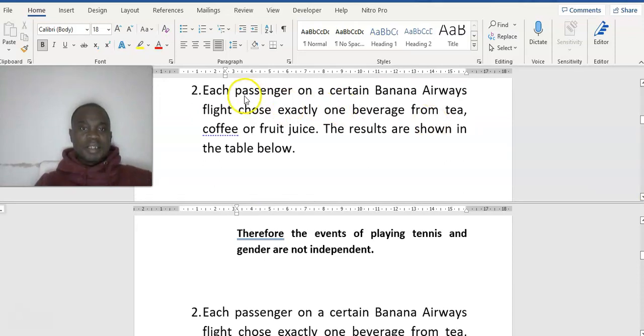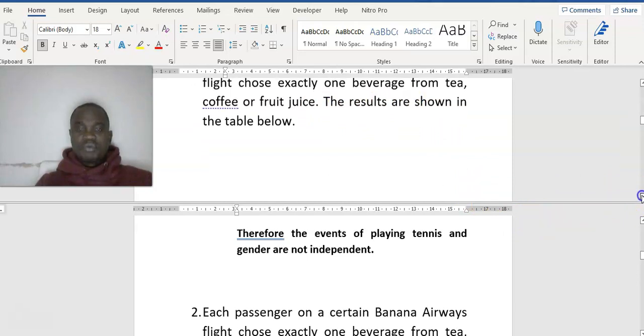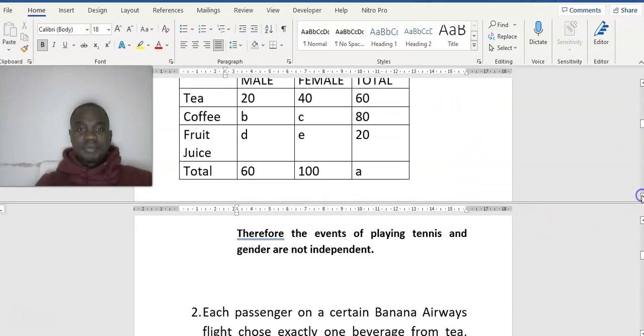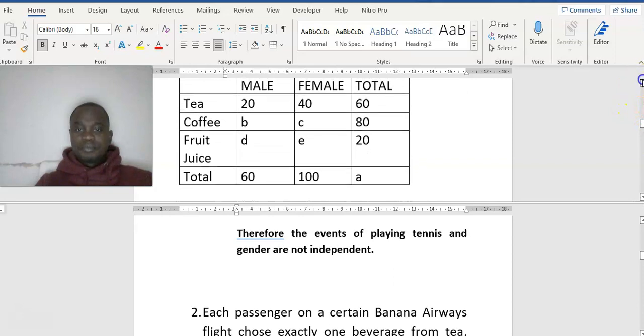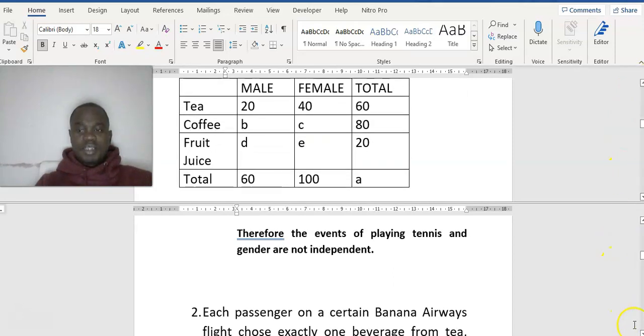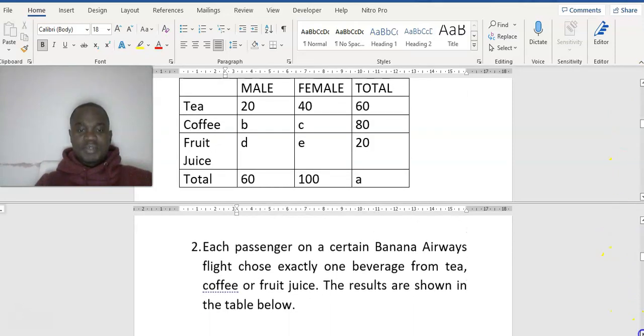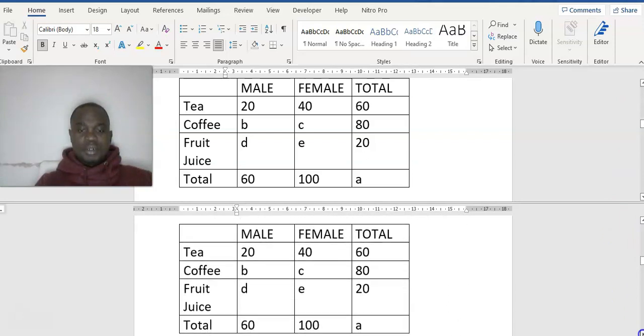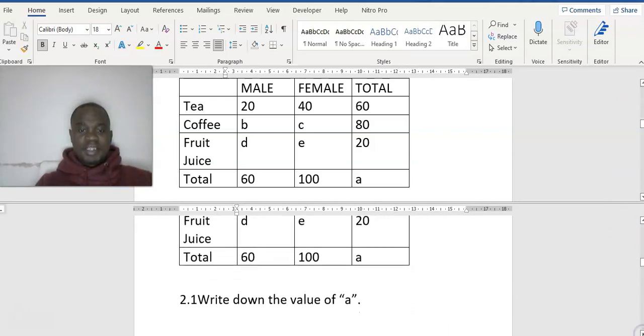Okay, each passenger on a certain Banana Airway flight chooses exactly one drink from tea, coffee and fruit juice. The results are shown in the table below. So we have our nice table here, and they want us to answer questions using the table. The question says write down the value of A. What's the value of A?